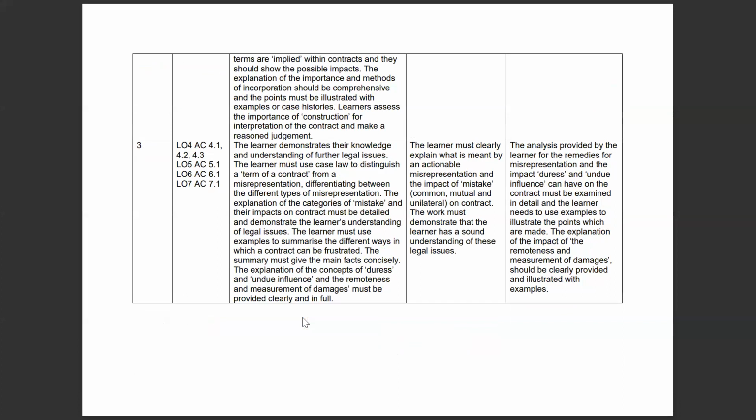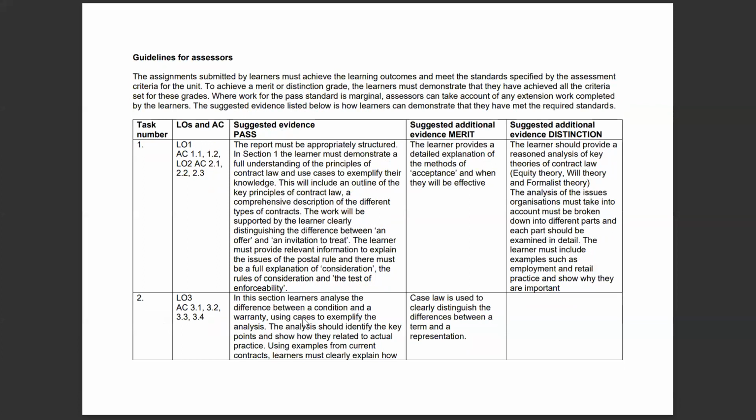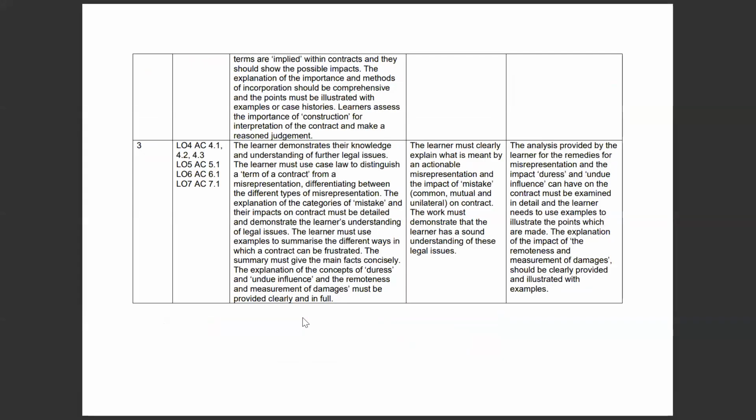The explanation of the importance and methods of incorporation should be comprehensive, and the points must be illustrated with examples or case histories. Learners assess the importance of construction for interpretation of the contract and make a reasoned judgment. For the suggested additional evidence for merit, case law is used to clearly distinguish differences between a term and a representation. So for task 3, it's learning outcome AC 4.1, AC 4.2, AC 4.3, LO5 AC 5.1, LO6 AC 6.1, LO7 AC 7.1.